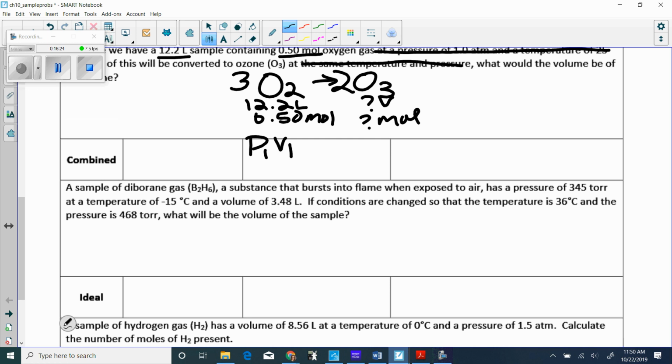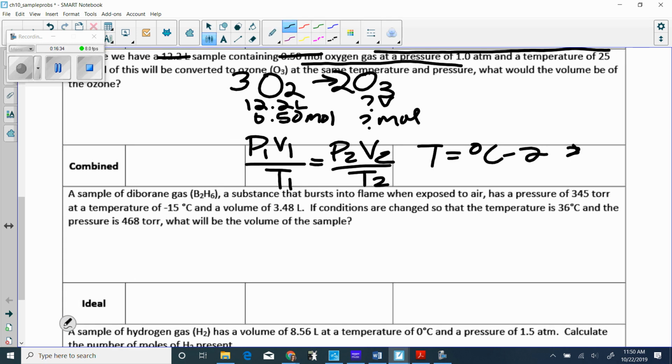P1V1 over T1 equals P2V2 over T2. Don't forget your temperature has to be in Kelvin. Okay? So when you have pressure, volume, and temperature changing, you could do things separately and combine them together, or you can just do it all together. Just make sure your temperature is in the correct unit.